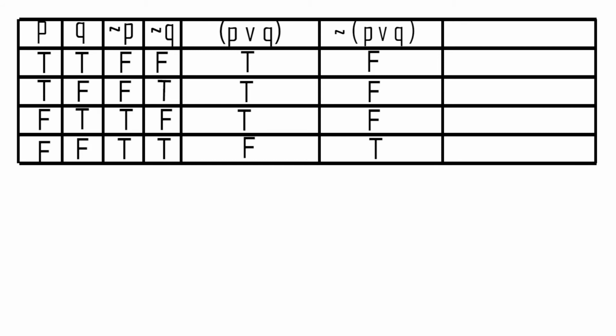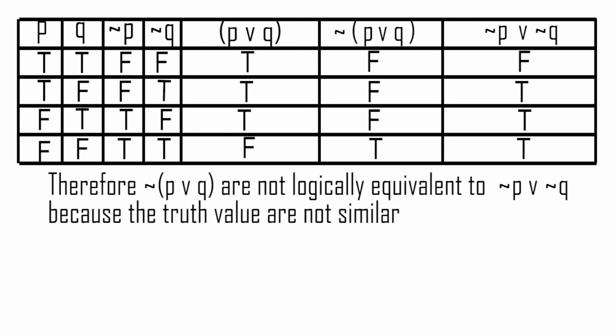List the negation P values, which are false, false, true, true. Continue with negation Q: false, true, false, true. P or Q is true, true, true, false. Negation of P or Q will be false, false, false, true. Negation P or negation Q will be false, true, true, true. Therefore, we can state that argument 1 is not logically equivalent to argument 2 because the truth values are not similar.